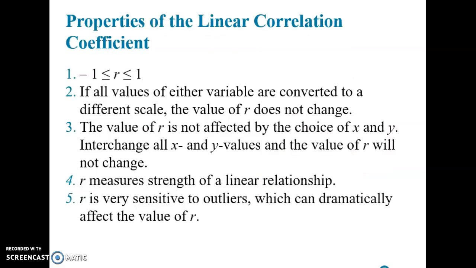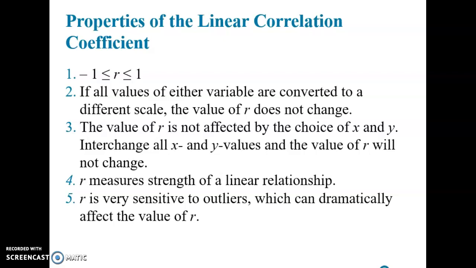We're talking about R, but let's look at the properties of the linear correlation coefficient more formally. Here you'll note that R is a number from -1 to 1 inclusive. So if you ever see a value for R that is outside of that range, you know that there's an error. If the values of either variable are converted to a different scale, R won't change.